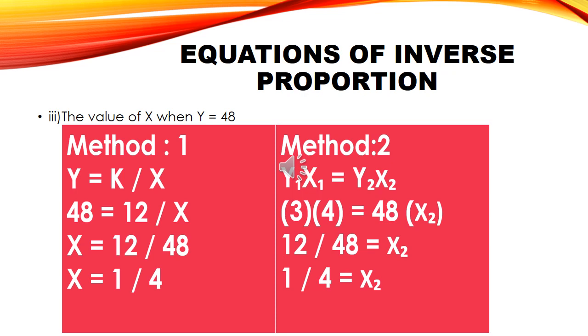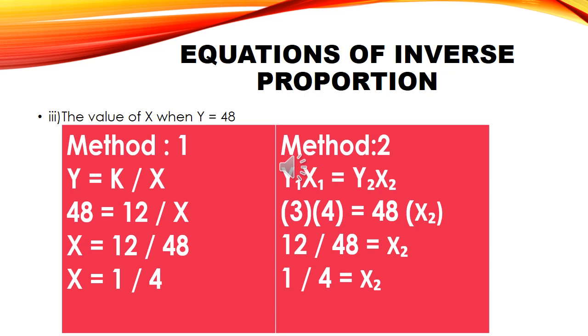Now using the second method, again we have to substitute the first value of y, which is 3, the first value of x, which is 4, the second value of y is 48 and the second value of x is missing. So by solving again we get the value of x, which is 1 by 4. Clear? This means you can use either of these two methods, you will get the same answer.